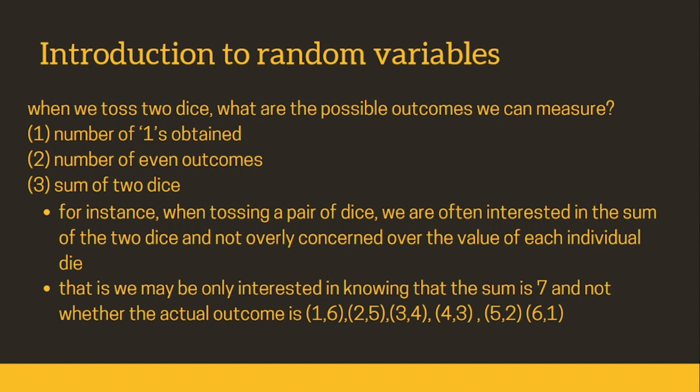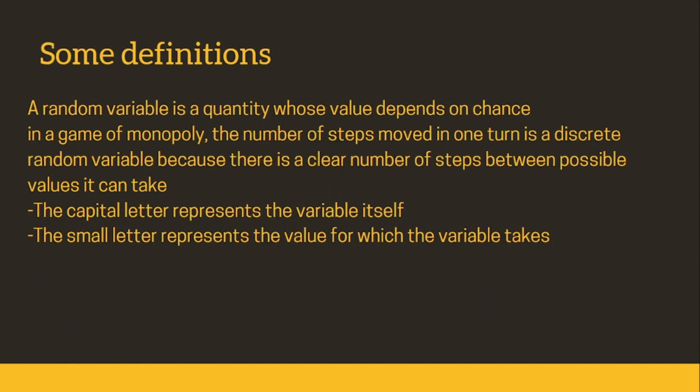There are different scenarios as to how you can get, let's say, a sum of 7. It can be 1, 6, 2, 5, 3, 4, 4, 3, 5, 2, or 6, 1. In fact, some of them are mirroring each other, just in a different order. So a random variable is ultimately a quantity whose value depends on chance.